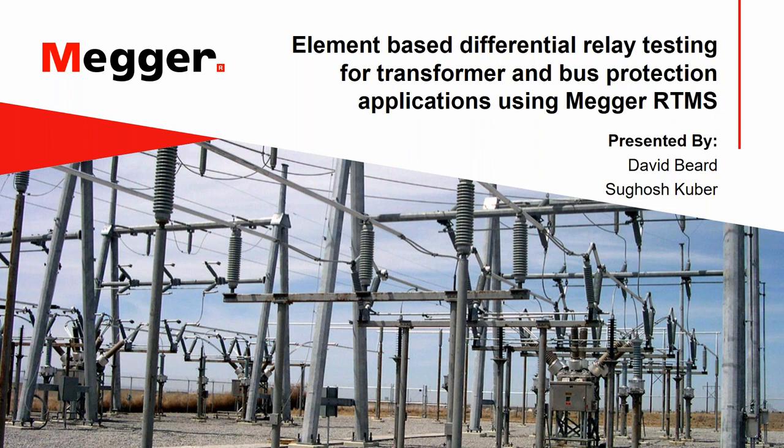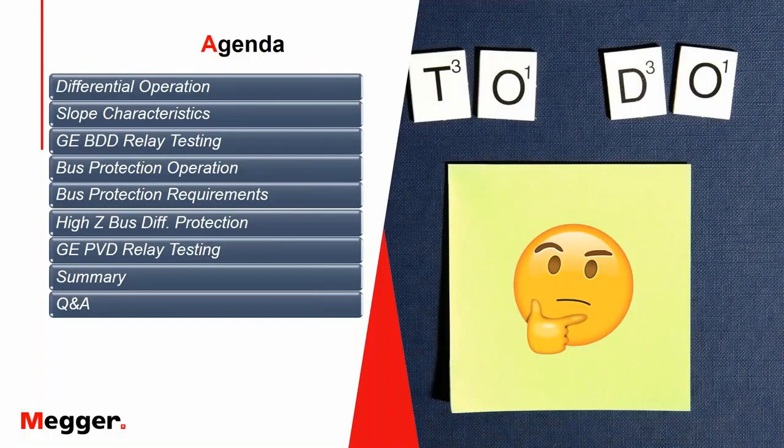And we will get into this and show you a few cool ideas on how to test for transformer and bus differential protection. We will go over differential protection, a basic overall operation of how it works. The slope characteristics, we will define those and give you a little bit of an understanding of the slope characteristic itself. The relay I'm going to be testing on will be the GE BDD relay. It's a very nice and unique relay. I like this electromechanical relay for a number of reasons, and we'll get into those as we proceed further.